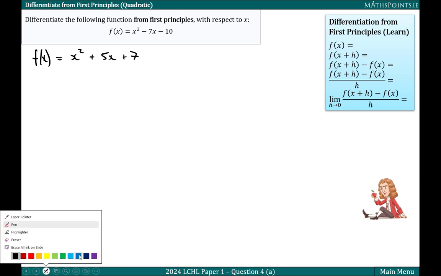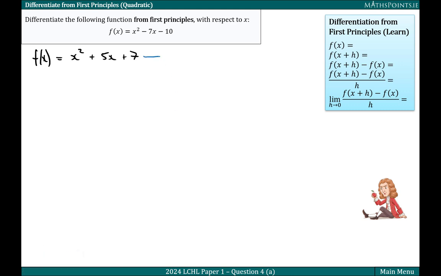First thing I would do, just so that I know what the answer is going to be, is I would just differentiate that: 2x plus 5. So I know that that's what the answer is going to be, but I'm not going to get any marks for that unless I do it from first principles, which is writing down all these headings. So I've written the function. I'm going to replace all the x's with an x plus h. That's what this second step says. This x here is x plus h squared now. The 5x is now 5 on x plus h, and then the 7 is still just 7.